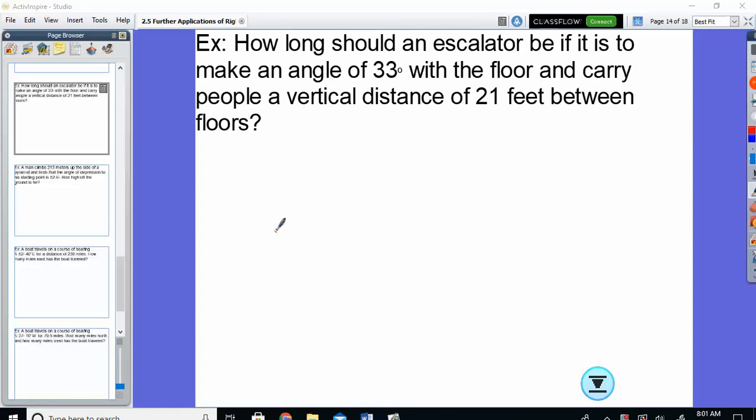Yeah, it's going to be the hypotenuse of the right triangle, right? It's this slanted side. We're trying to find how long that is. So that would be our x. The floor is horizontal. So that angle is 33 degrees. Carries people a vertical distance, so that's this side of 21 feet. So that would be a right angle. So how would we set this one up?